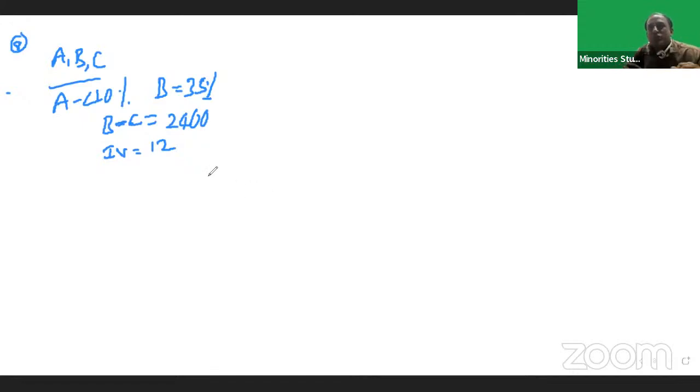Find the answer. At an election, three candidates A, B, and C participated. A got 40% of votes. B got 35% of votes. The difference between B and C is 2400 votes. 12 votes are invalid. Find the total votes.